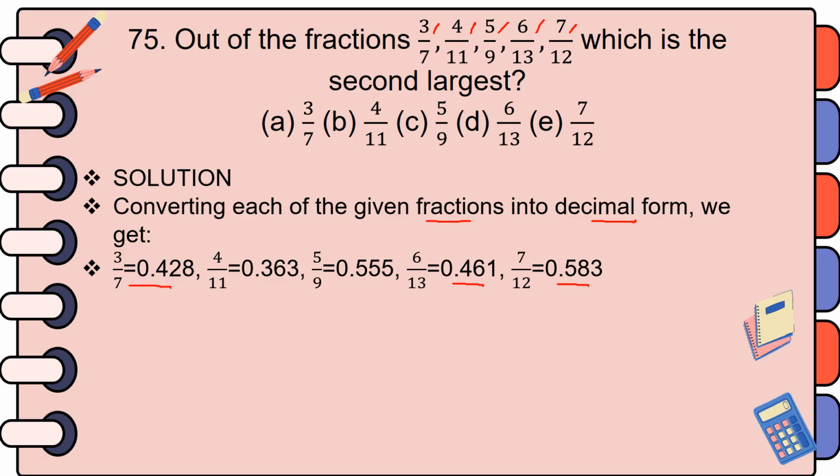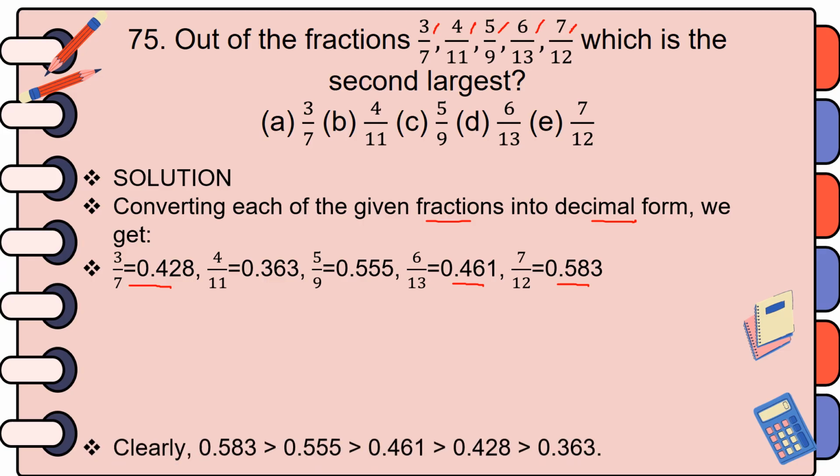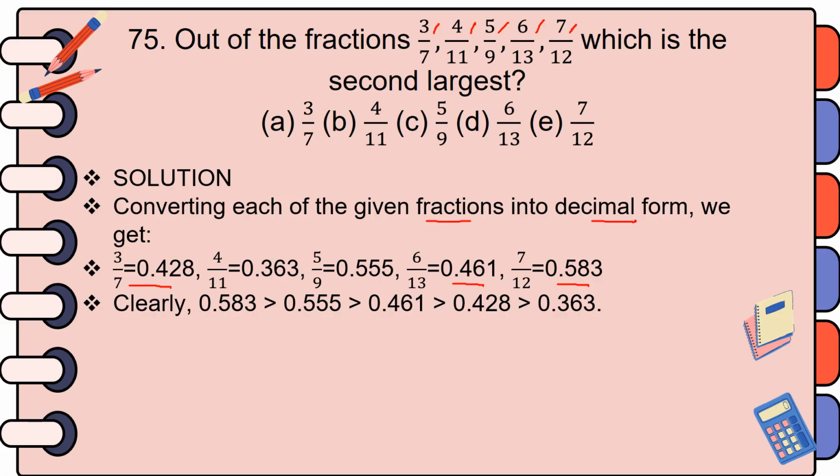Now you can make a comparison among the decimals, and you can rearrange these decimals in their ascending order or in their descending order. So 0.583 is the largest one of all the other decimal numbers. Then the second largest decimal is 0.555, and continuing in such a way you can rearrange the decimals in their descending order as such. So the first largest number is 0.583, and the second largest one is 0.555.